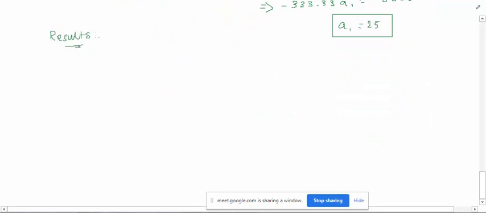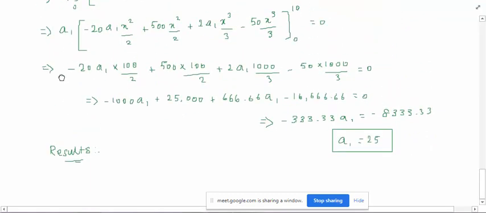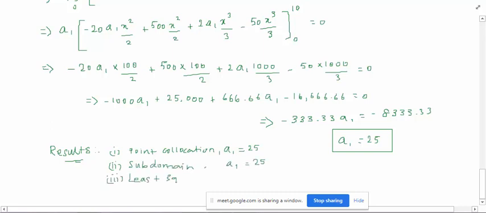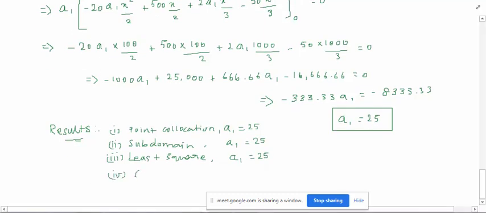So these are all the results we got from the four methods. From the point collocation method we got the value of a1 equal to 25. From subdomain collocation we got a1 equal to 25. From least square we got a1 equal to 25, and for the Galerkin method also we got the value of a1 equal to 25.